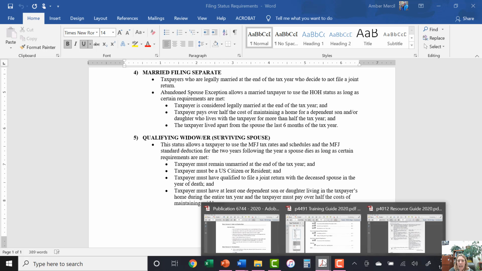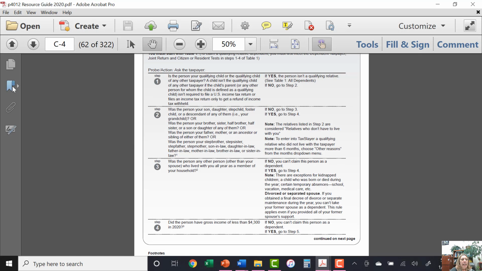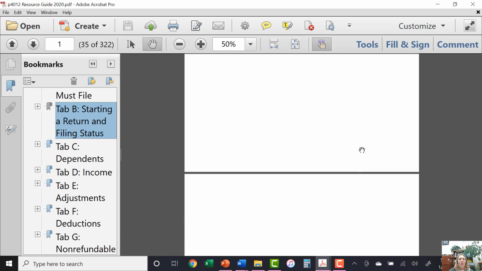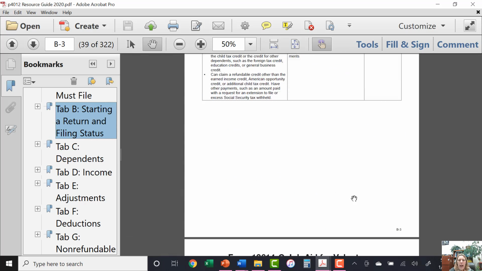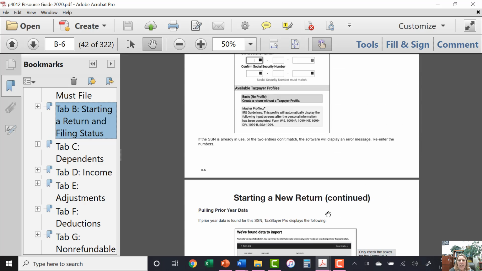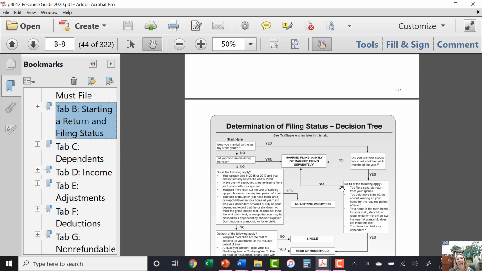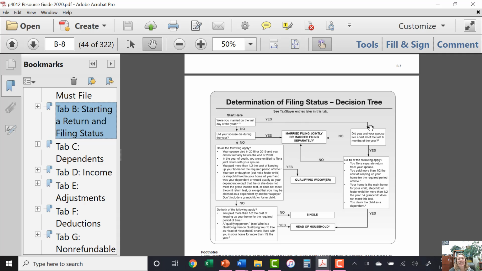In your resource guide, there is a tab right here, tab B for filing status. If you get past all this other stuff, there is a decision tree, yay! Where you just start asking questions, and most of the time you don't even have to ask a lot of these questions. You're gonna know. Are you married? No. Do you have dependents? Okay. So only when we need to probe should we use the decision tree in the resource guide. Okay, so that takes care of dependents and filing status.